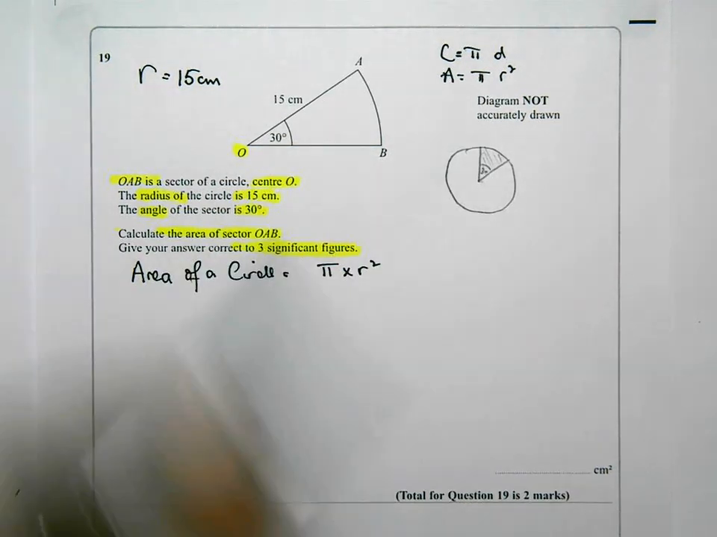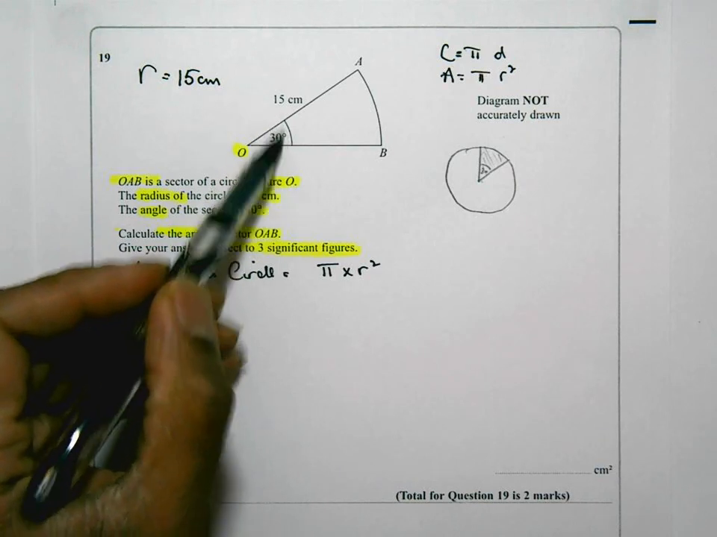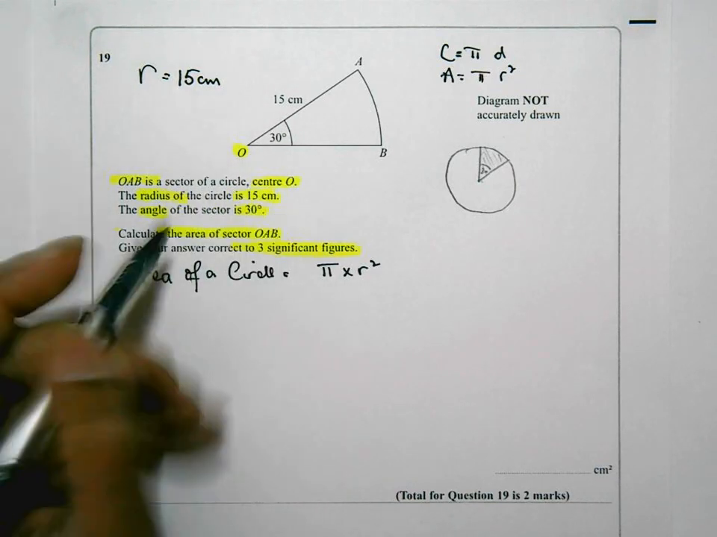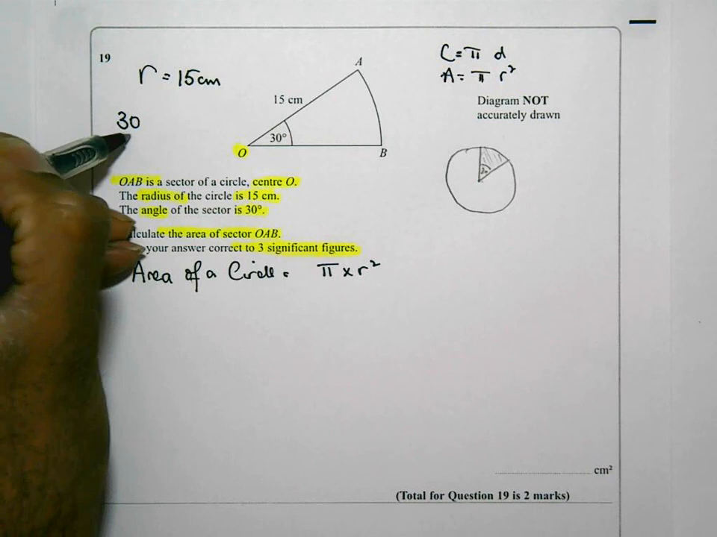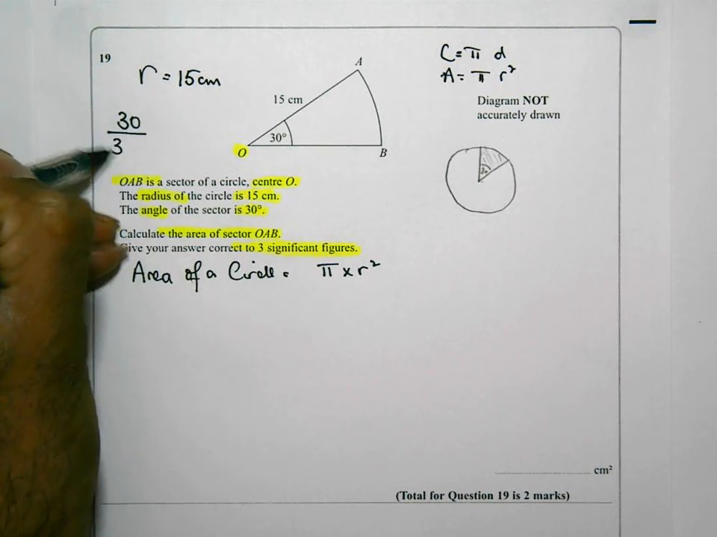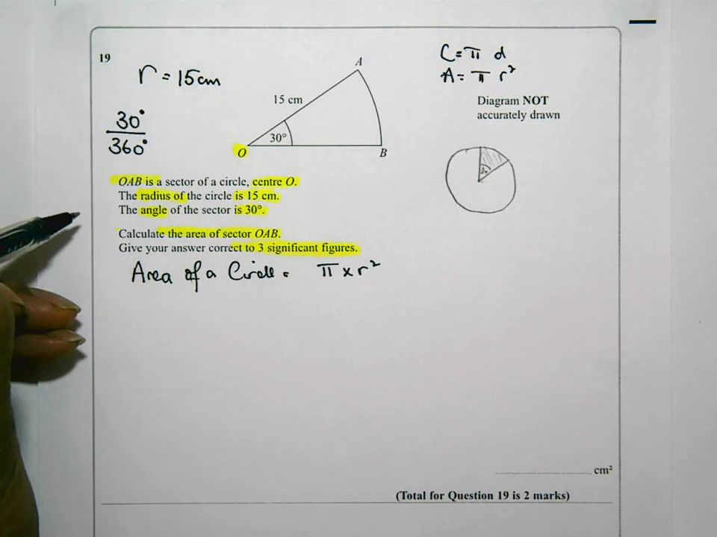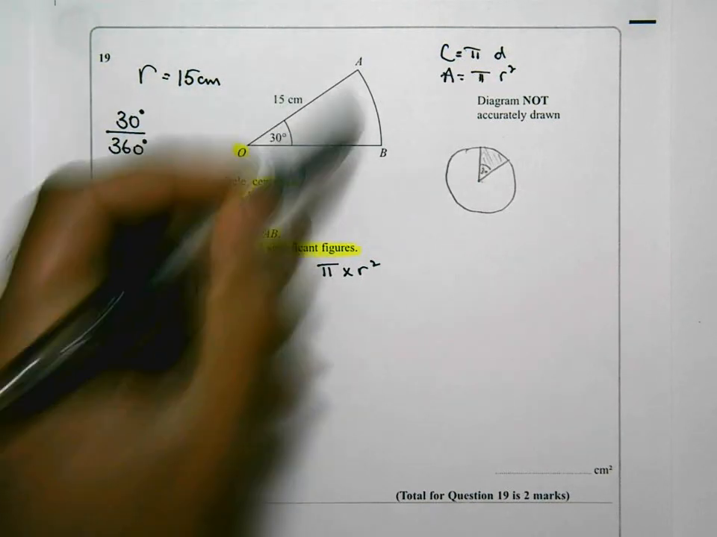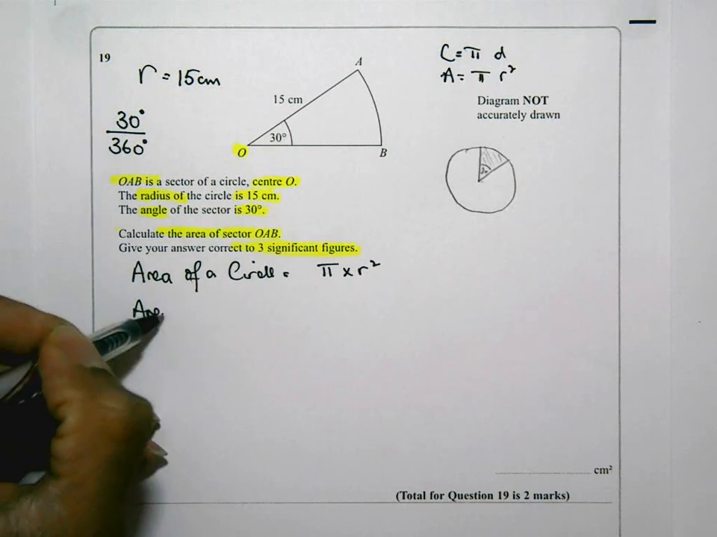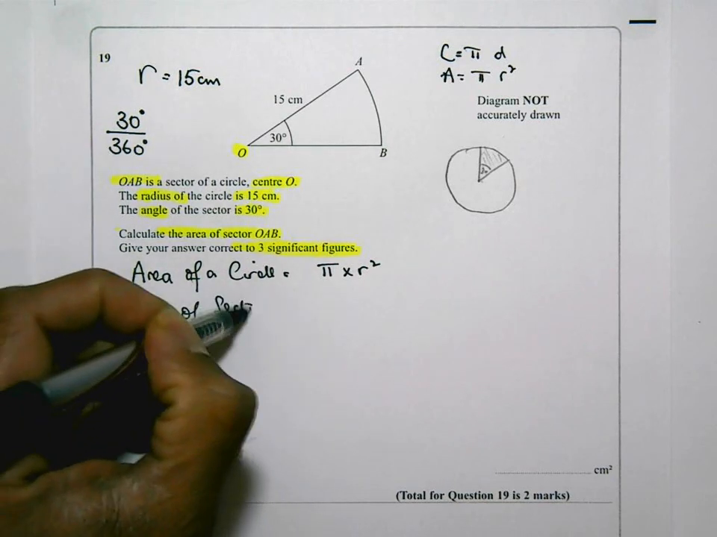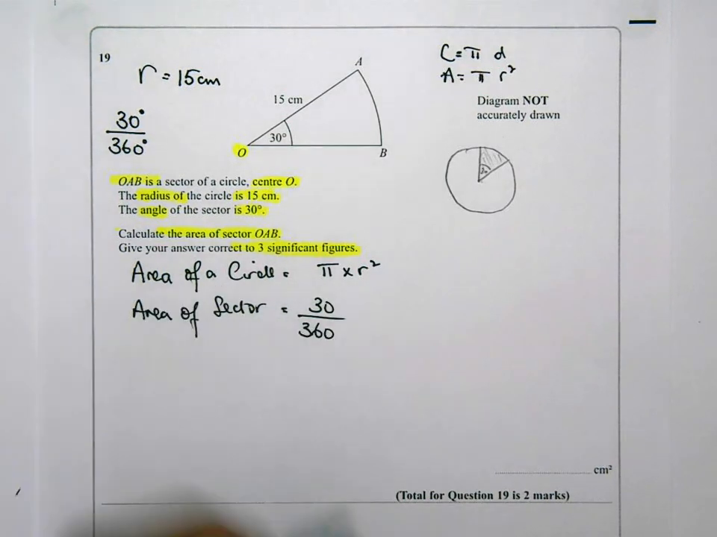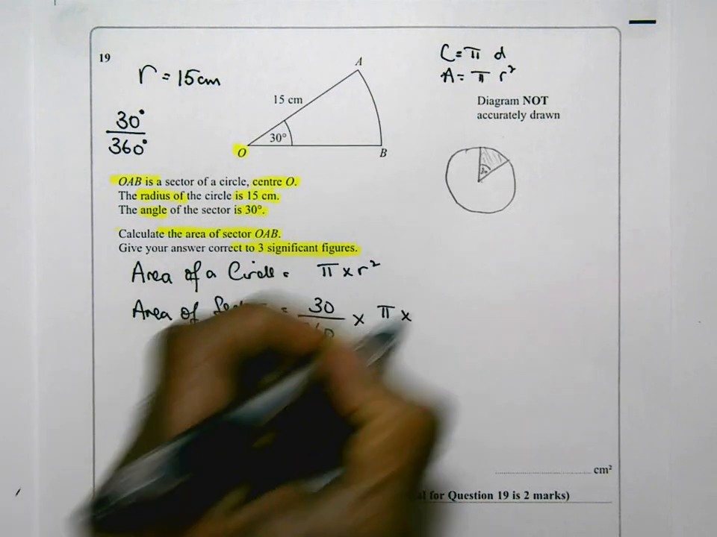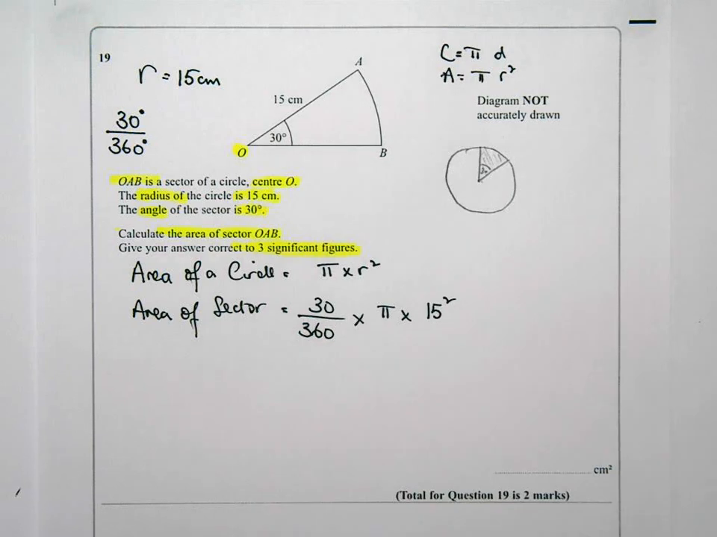This is only a small portion of a circle, only 30 degrees out of the whole turn. So that fraction of the circle is 30 degrees, and a full turn, full circle, is 360 degrees. So that's the fraction of the whole circle that this sector represents. So area of sector is going to be this fraction, 30 over 360, times pi times the radius, which is 15 squared. So I need to work all of that out, and that should give me the area of this sector.